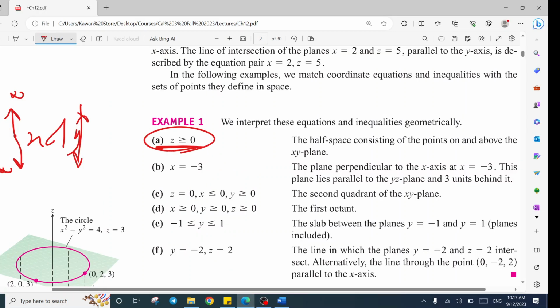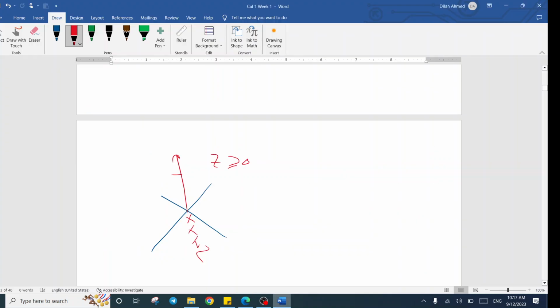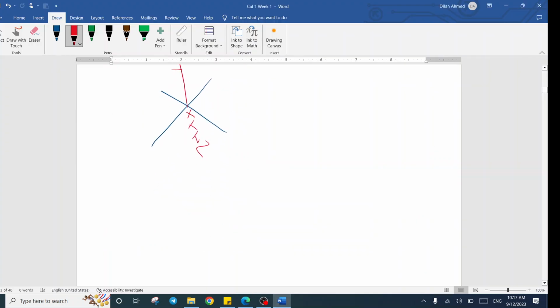And you can see when I say x is equal to -3. Let me show you what I mean by x equals -3. First of all, I'm going to show you by imagining the second dimension. When we say in two dimensions, when I say x is equal to 3, what do you think? What do you have?